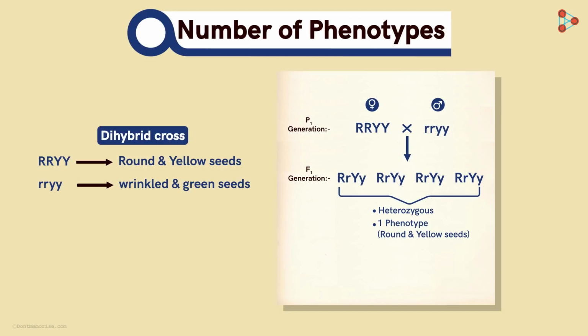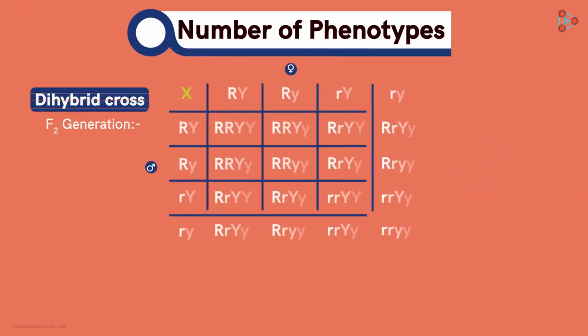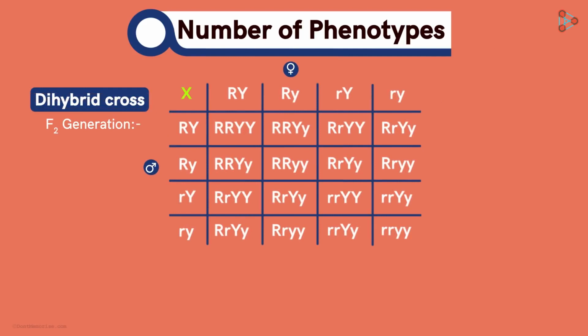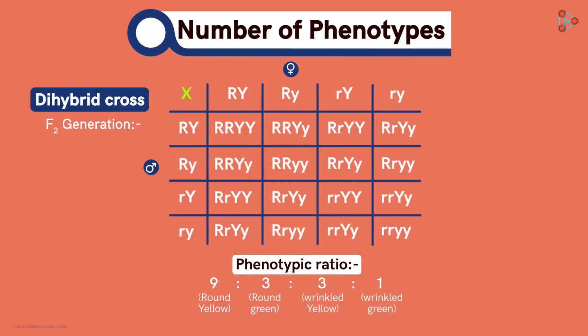What about the number of phenotypes in the F2 generation? If you remember the table of any dihybrid cross, we obtained the phenotypic ratio 9:3:3:1. Take a moment to go through this table that we'd seen previously.